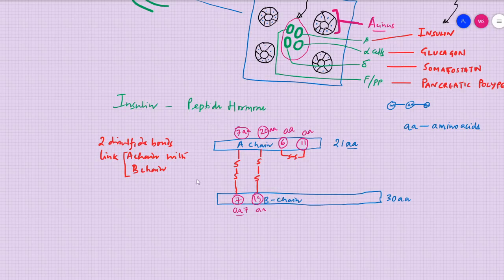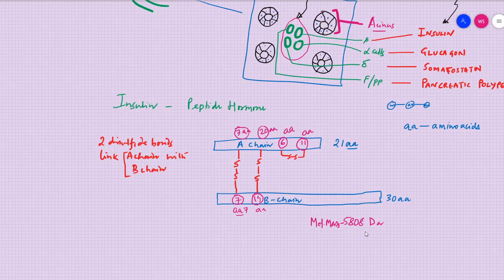Okay, so this is what insulin is. It is a 51 amino acid peptide hormone. All right. It has a molecular weight of, I think, 5808 Dalton. So the molecular mass is about 5808 Daltons.